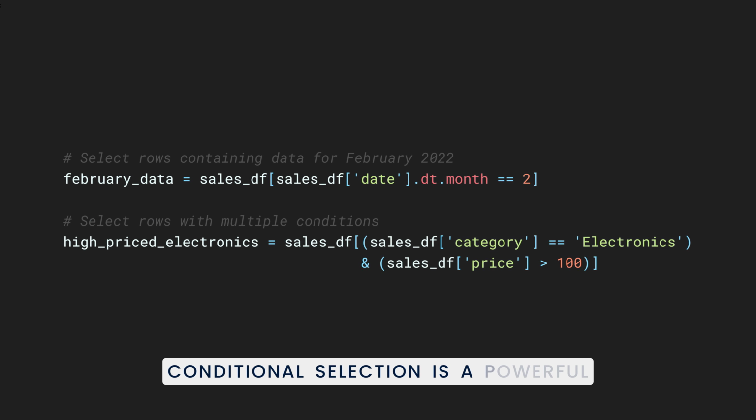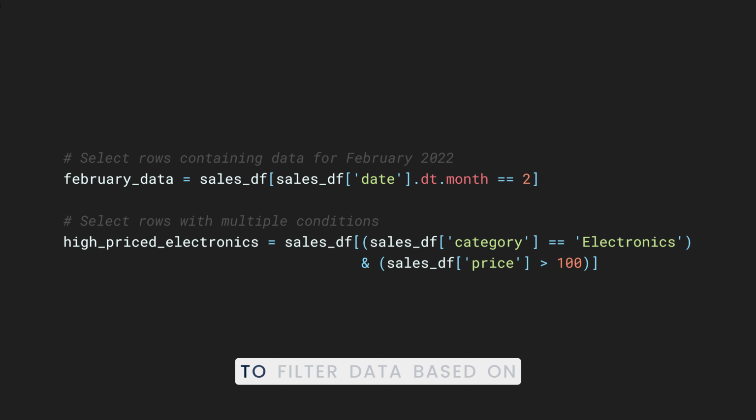Conditional selection is a powerful feature that allows you to filter data based on specified conditions. Inside the square brackets, we provide a Boolean expression that evaluates to true or false for each row. Only rows where the expression is true are included in the result. The first example selects rows where the date column's month is February.